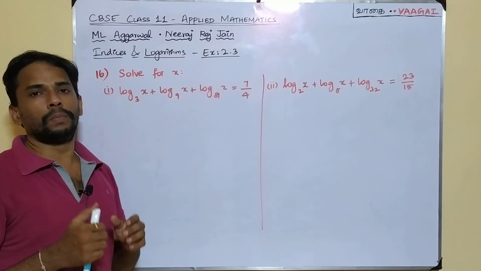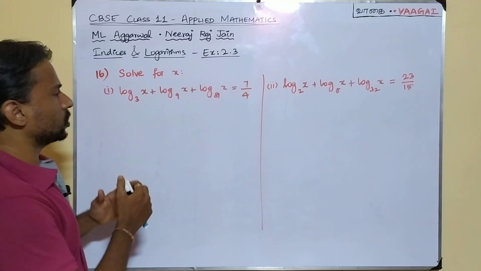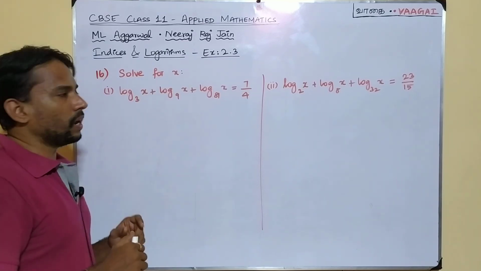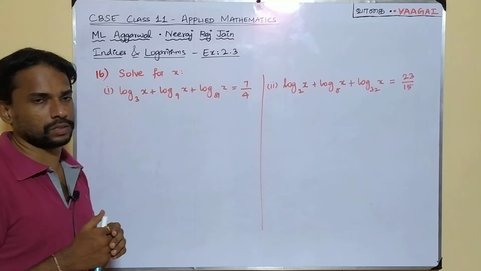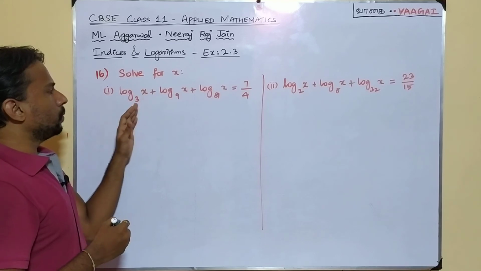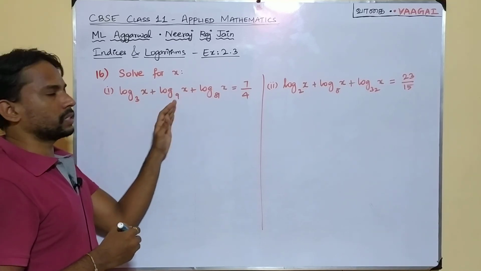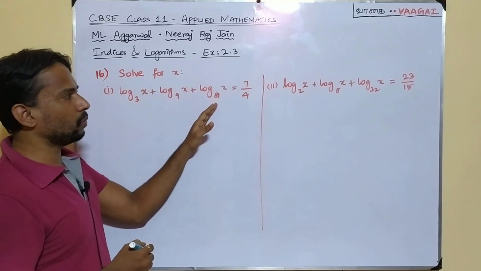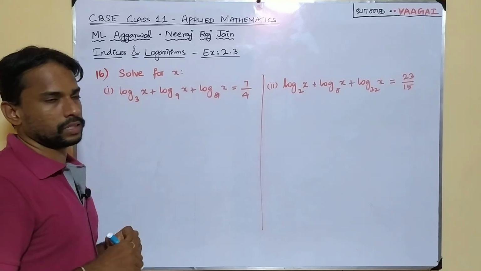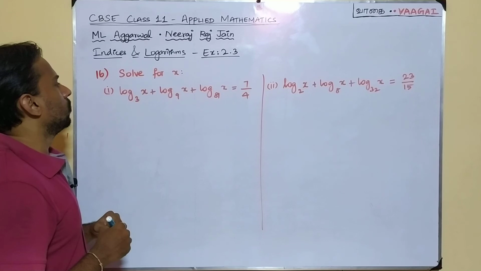Now we are with question number 16, and this is going to be the last question of this exercise. Here we got two subdivisions, and here we have to solve for the value of x. Let's take the first subdivision. Here we have log x to the base 3 plus log x to the base 9 plus log x to the base 81 is equal to 7 by 4. We have to solve and then get the value of x. This is the question. Okay, fine.